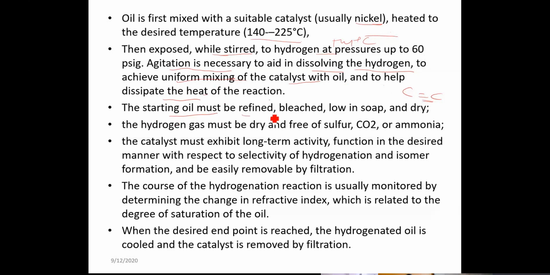The starting oil must be refined. What will happen if the oil is not refined? Suppose there is a phospholipid; the uniform hydrogenation will not take place. It should be bleached, without carotenoid pigments. It should not have any caustic soda or soap stock remaining, so it should be very low in soap. It should be dry, without any moisture. The hydrogen gas must be dry and free of carbon dioxide, sulfur or ammonia.